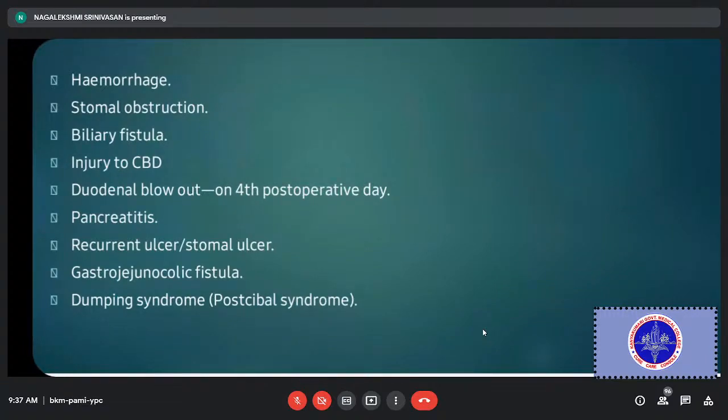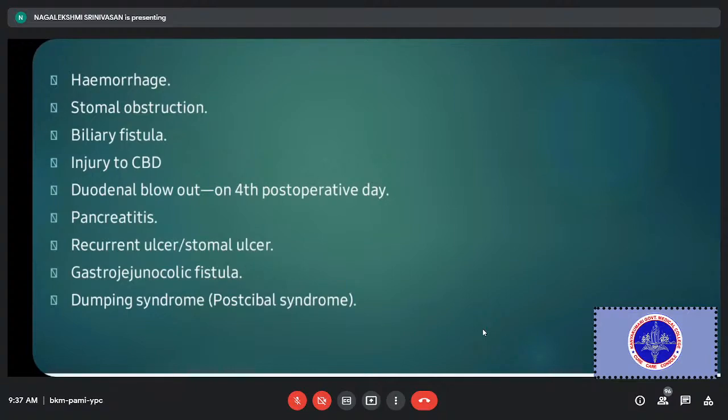In malignant ulcer also, sometimes the ulcer will be very near to the anterior serosal layer and posterior, near the pancreas behind the stomach, and that portion of the duodenum will be very difficult for you to mobilize for closing the stump. You will be closing the duodenal stump in gastroduodenal Billroth 2 surgery. That time also we can injure the CBD, which is going behind the first part of the duodenum.